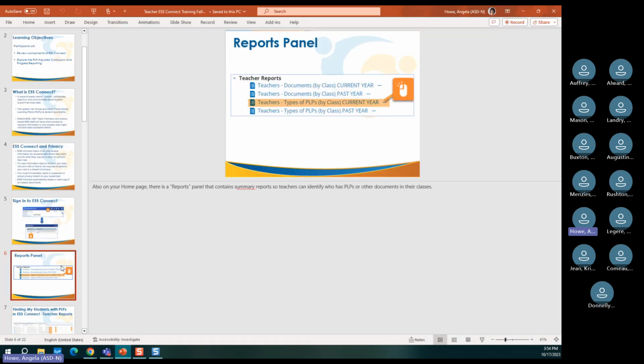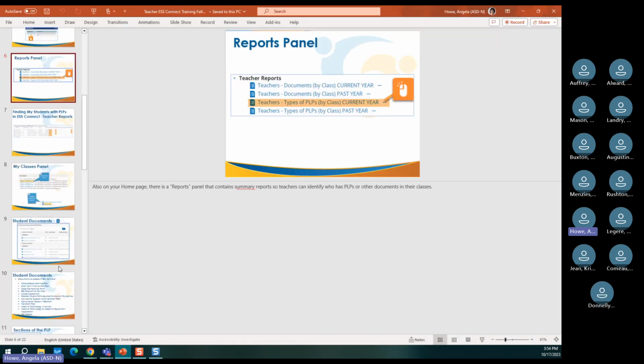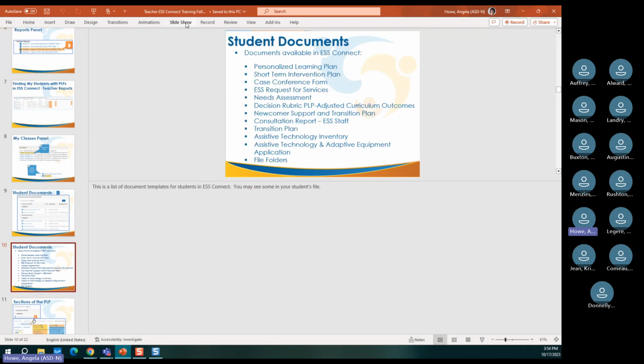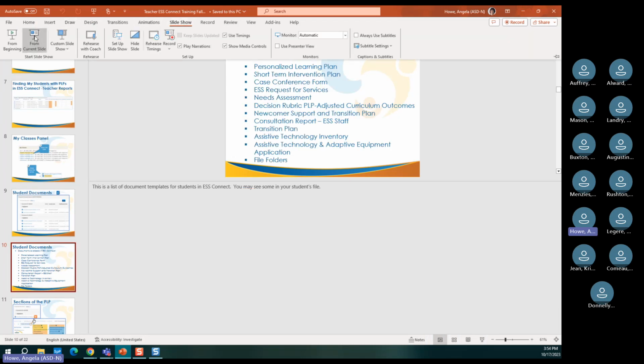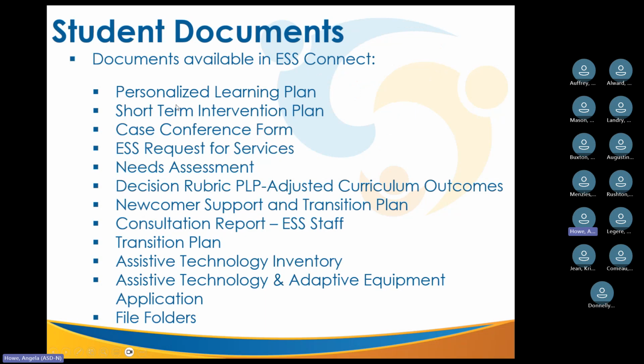In my PowerPoint, I also talk about the types of documents that you could see, and there's tons now. So you definitely can see the personalized learning plan. There's a short-term intervention plan. If a student needs a little intervention, that'll be listed in there with their goals and objectives. If a case conference has been held for a student, the meeting notes are listed here. Any requests for services for the student that's brought to your ESS team at their school is listed here.